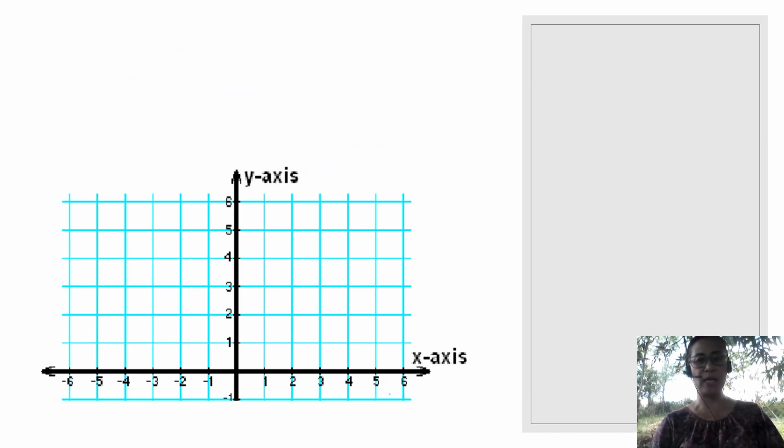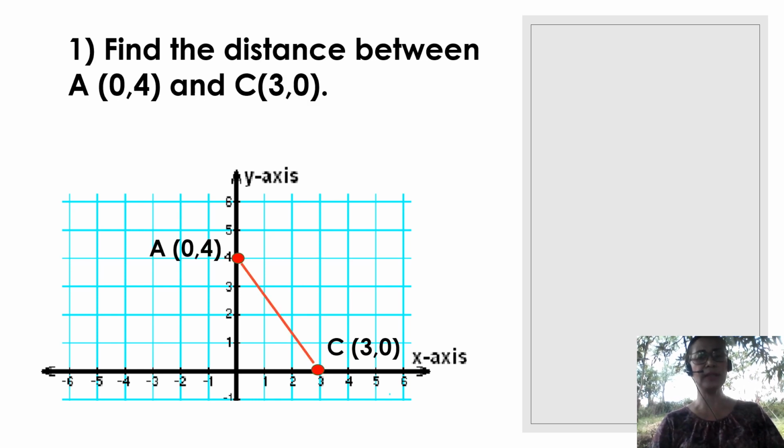Moving on, let's have example number 1. Find the distance between A at 0, 4 and C at 3, 0. So in order to visualize this, I was able to show you the graph of point A and point C. But this is actually not necessary when you are using the distance formula. Okay, step 1 is to assign values, which one is P1 and P2. So let me choose A as P1 and point C rather as P2.